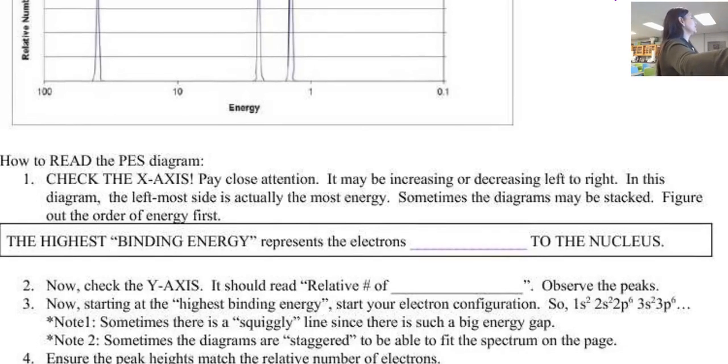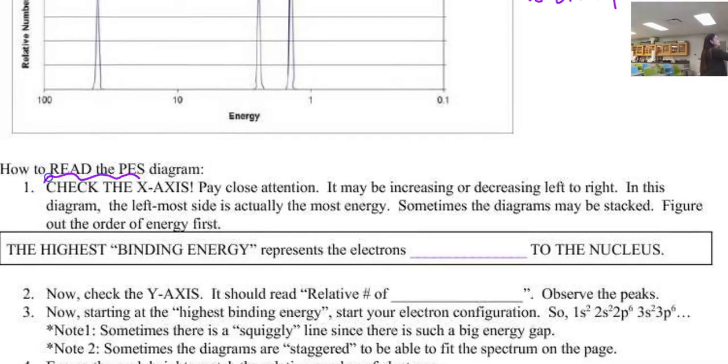So how do we read it? The first thing that you always want to do is make sure that you check the x-axis. Here's why. They can flip it on you, okay? I know it doesn't seem right, but they can. If you take a look at this, the way that this is set up right now is this is 100 and this is 0.1, which means I'm actually decreasing as I'm going across. This is showing a decrease in energy. Is it common? Well, really, they can do whatever they want to, okay?